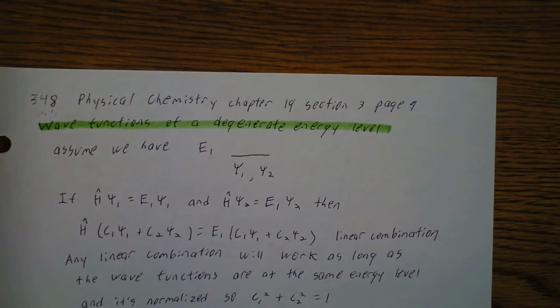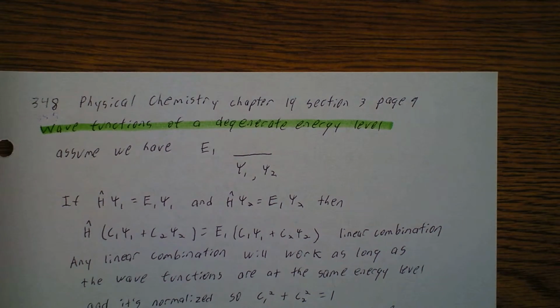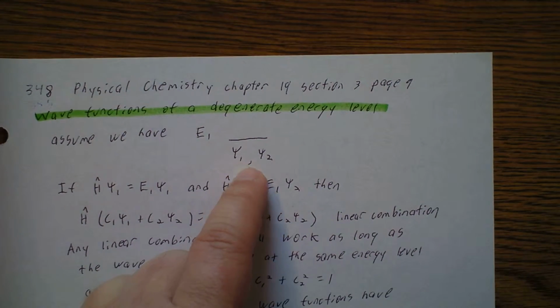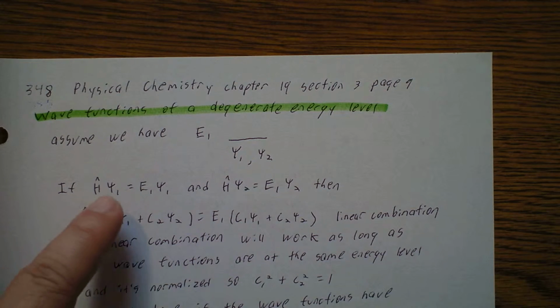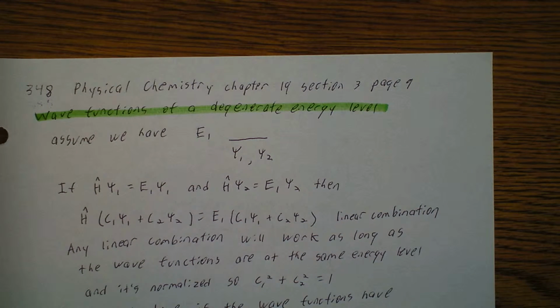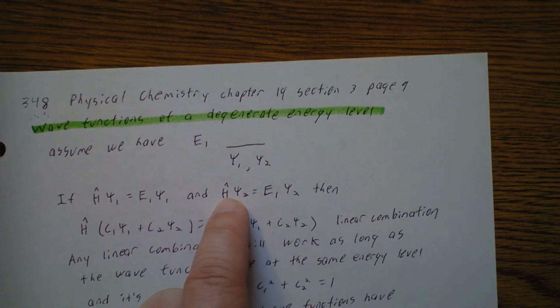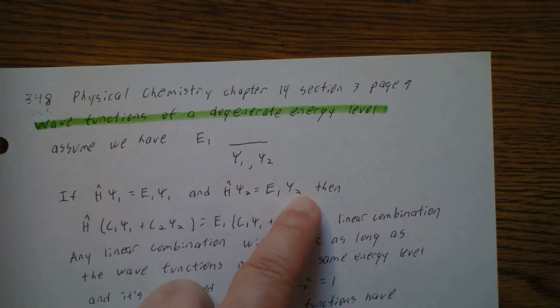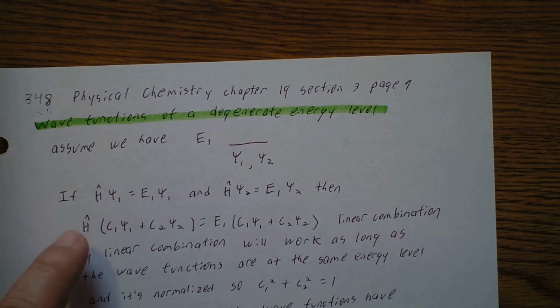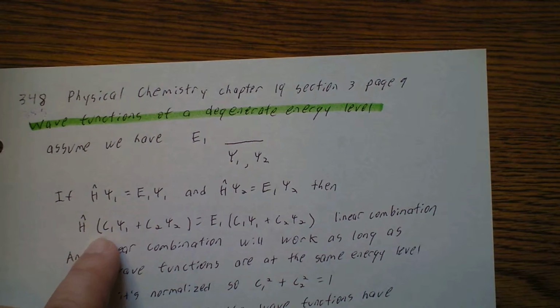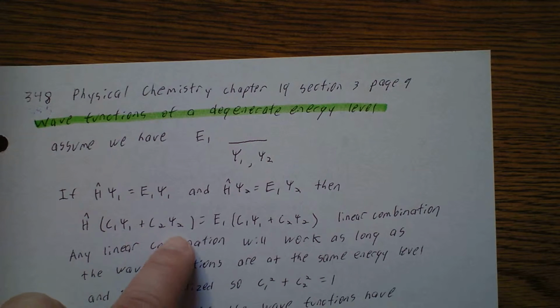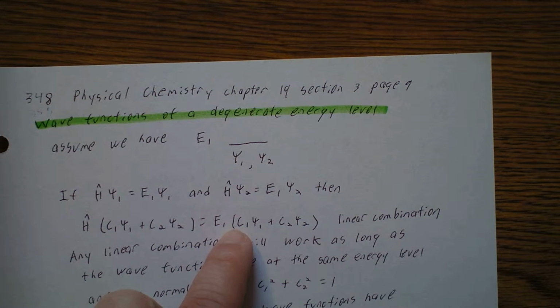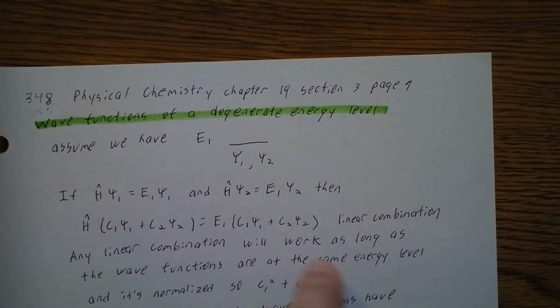So here are wave functions of degenerate energy levels. Let's say we have energy level E1, with psi 1 and psi 2. If the Hamiltonian of psi 1 is equal to E1 times psi 1, and the Hamiltonian of psi 2 is equal to E1 times psi 2, then the Hamiltonian of C1 psi 1 plus C2 psi 2 is equal to E1 times C1 psi 1 plus C2 psi 2.